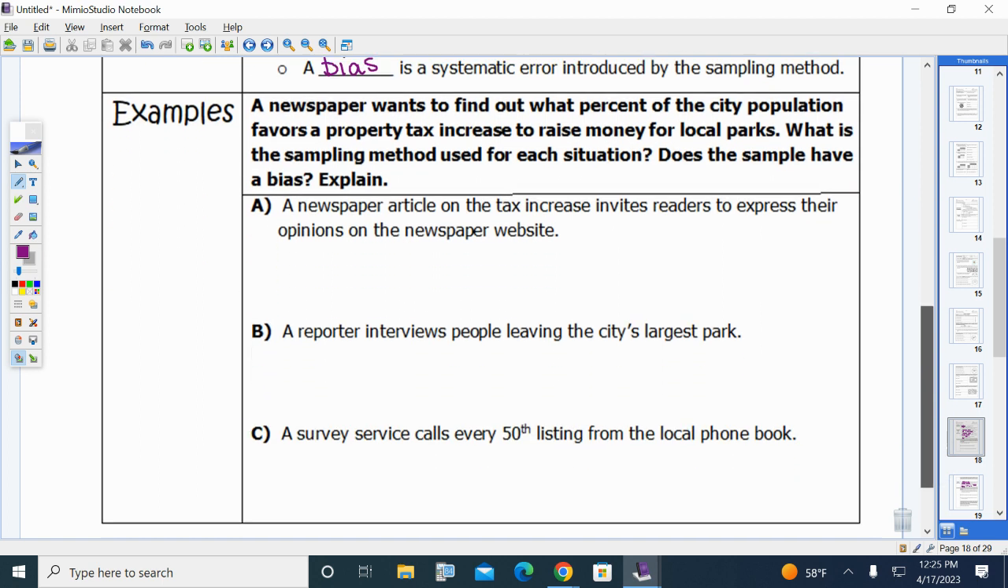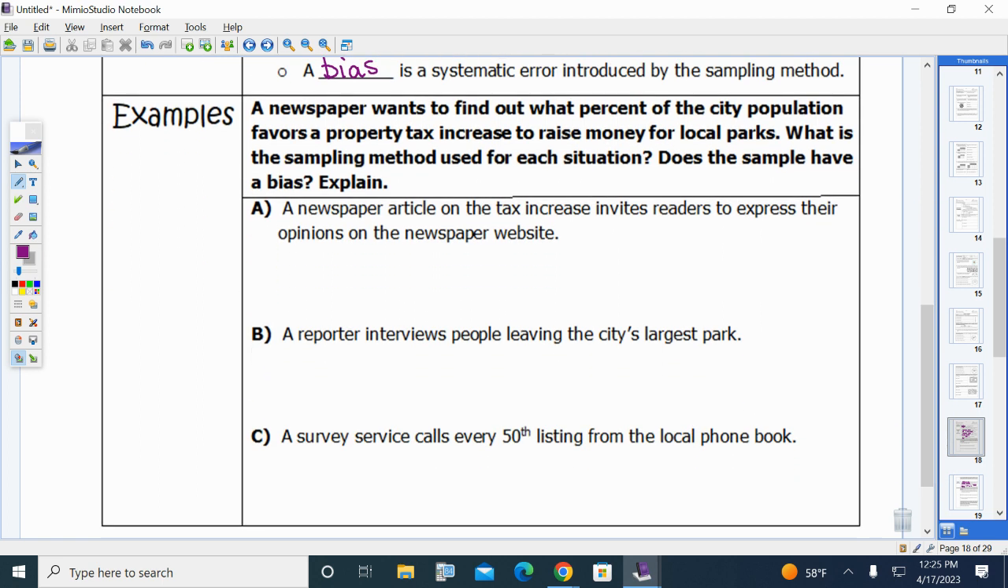So let's look at this first example. A newspaper wants to find out what percent of the city population favors a property tax increase to raise money for local parks. What is the sampling method used for each situation? And then does the sample have a bias? Explain.